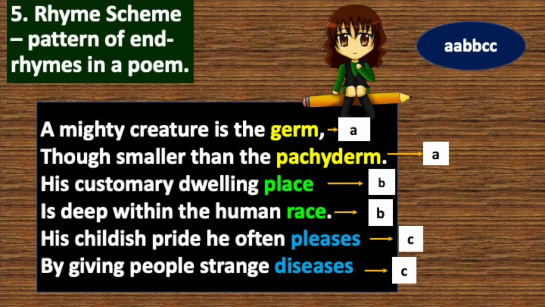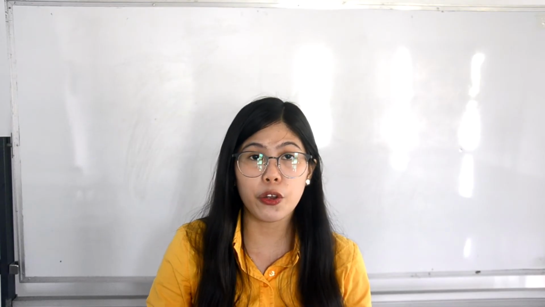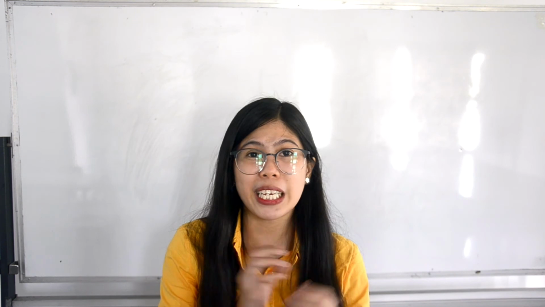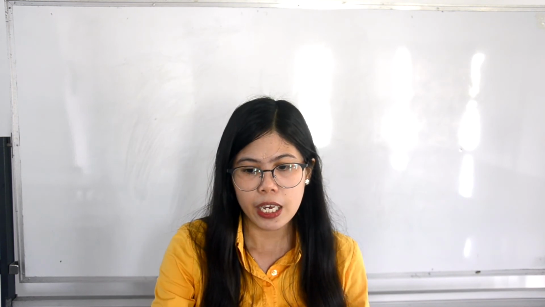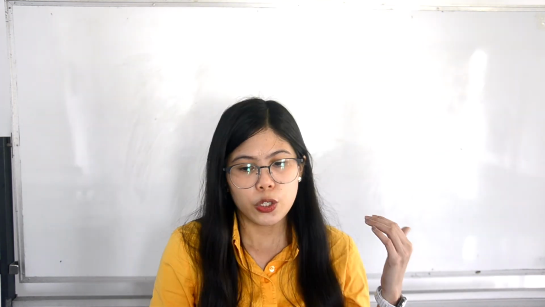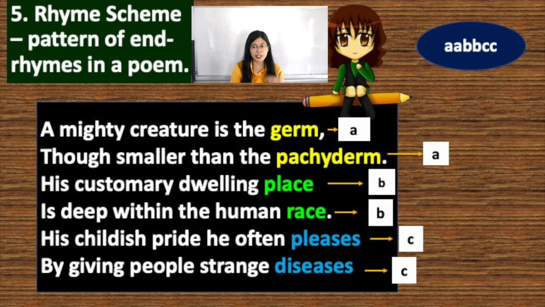Next, we have the rhyme scheme. So rhyme scheme is a pattern of end rhymes in a poem. So meaning at the end of each line, there is a rhyme. So they sound the same. Example here. So we have germ, pachyderm. They sound the same. So since they sound the same, the rhyme scheme would be A.